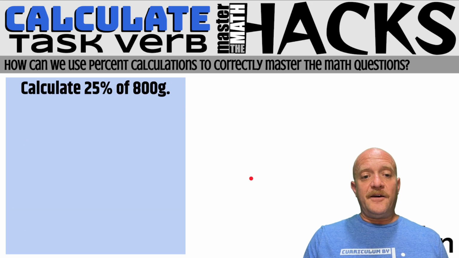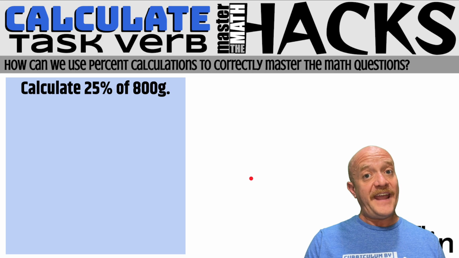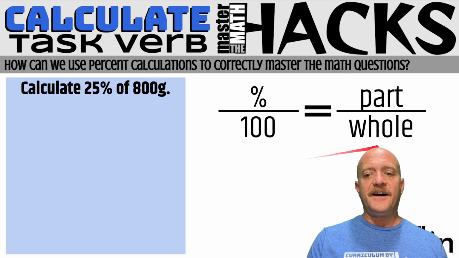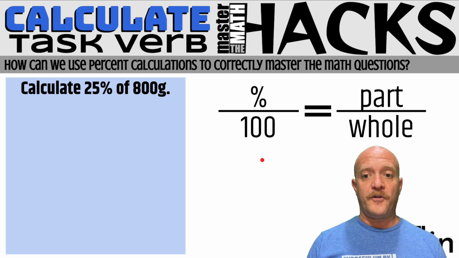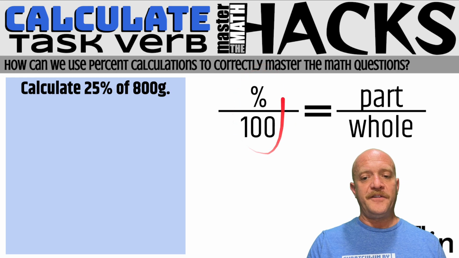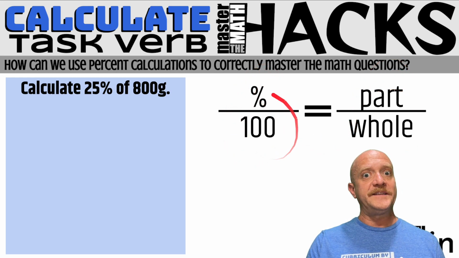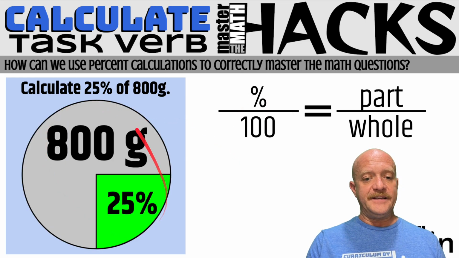Now the next types of questions are just percentage questions. So when it says calculate 25% of 800 grams, this is following a slightly different formula. It's percent over 100 equals part over whole. These are equivalent proportions. Whatever this proportion is, it's the same as this proportion. This one's just always out of 100. So it would look like this.